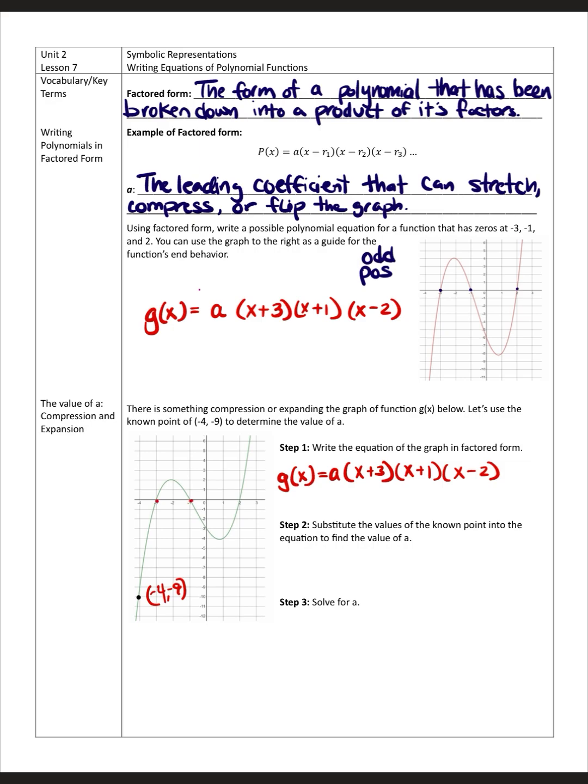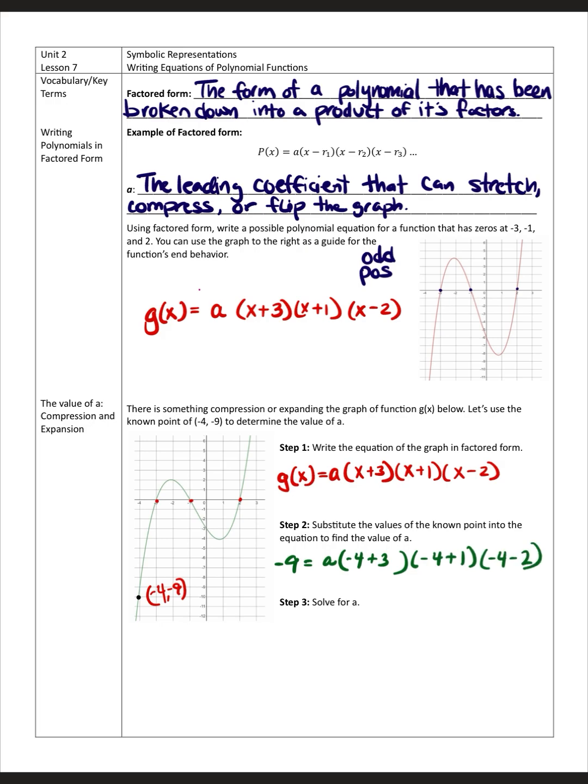All right, again, here are our zeros. Okay, the next step is to substitute the values of the known point into the equation to find the value of a. So I know that my x is equal to -4, and I know that my g of x is equal to -9. So I'm going to go ahead and rewrite my equation again, but this time, instead of g of x, that's going to be -9. I still don't know a, but x is -4 plus 3, x is -4 plus 1, and x is going to be -4 minus 2.